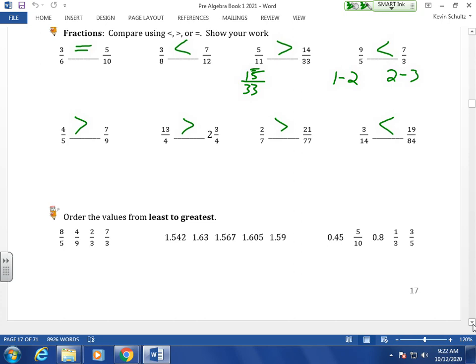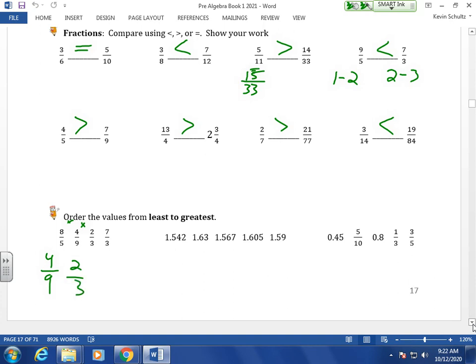The first one, we have all fractions there. Well, I know that my two smallest fractions will be my two proper fractions, right? 4/9 and 2/3. Okay. 8/5 and 7/3, those will be on the greater end because they're improper fractions. They're both greater than 1. So 4/9 and 2/3, 4/9 comes first, followed by 2/3.